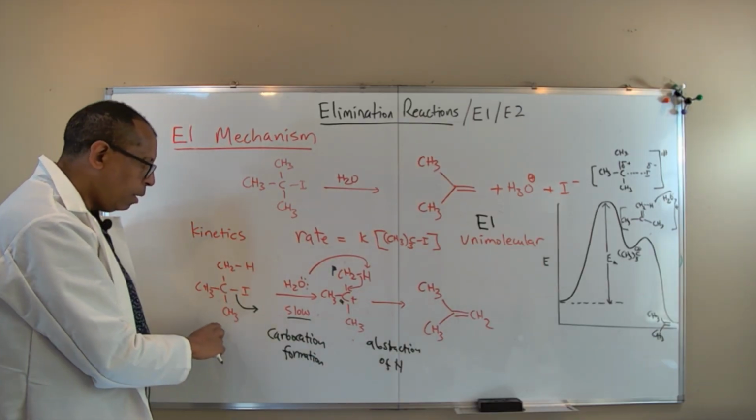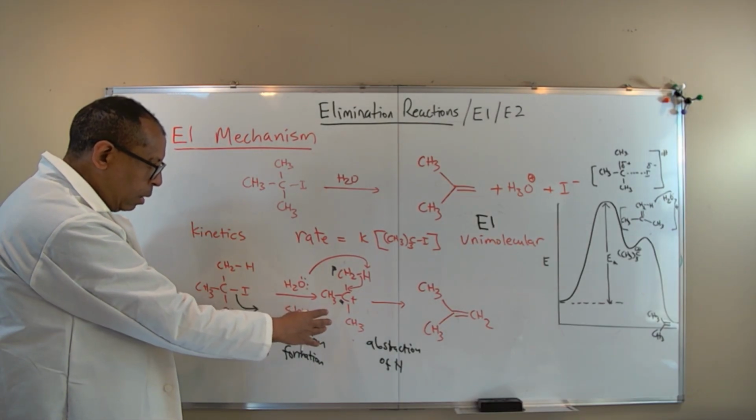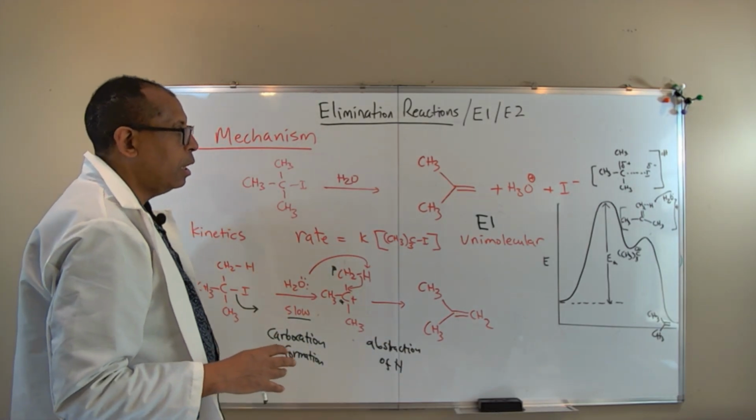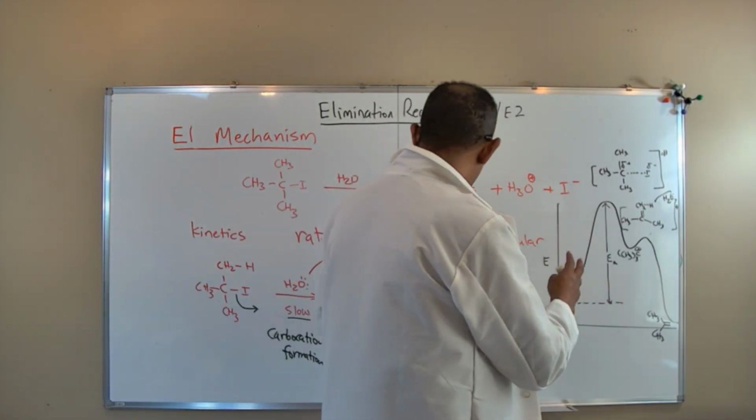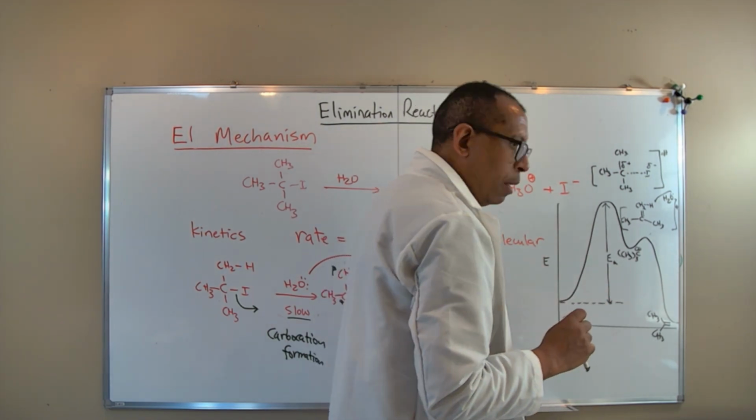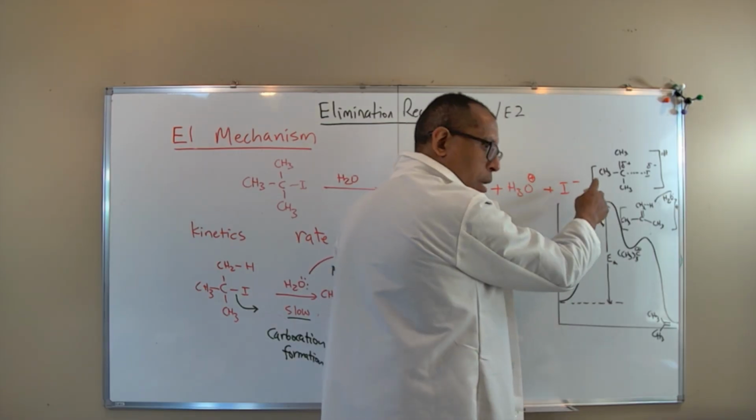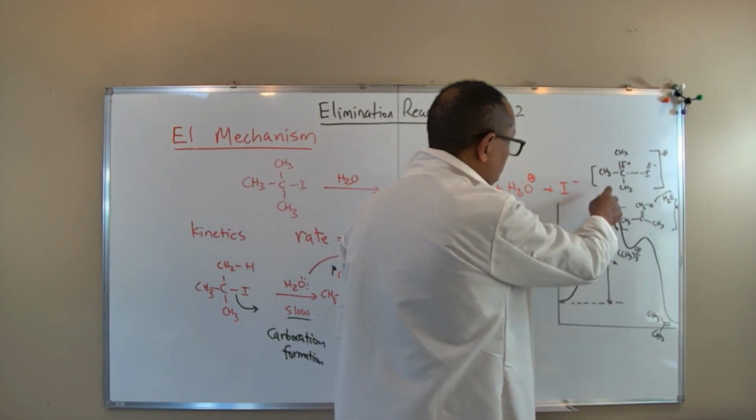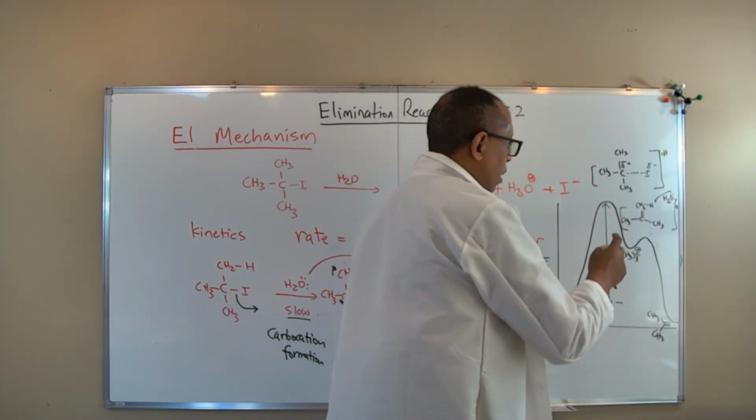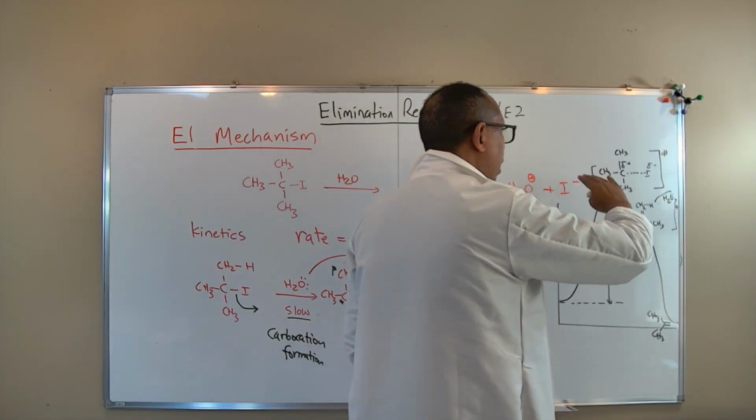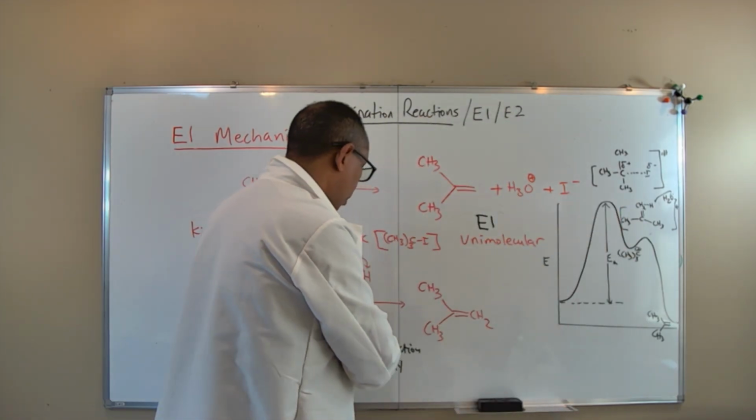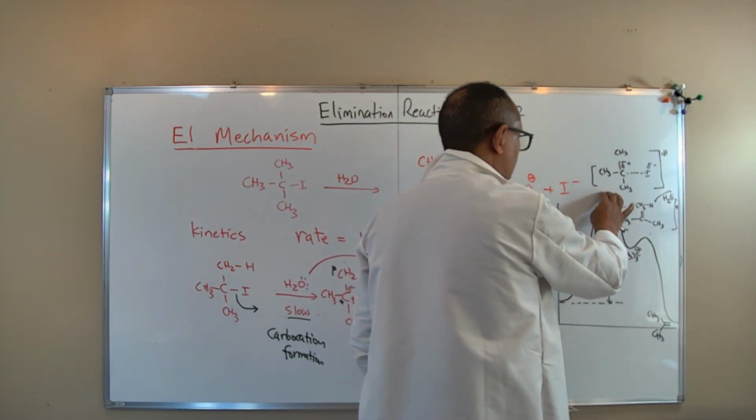So, initial formation of a carbocation followed by the abstraction of hydrogen to form the alkene, or the double bond. In terms of the energy diagram, it is a unimolecular reaction, which means it is a two-step reaction. First, the carbocation formation is the highest energy step, through this transition state. In the transition state, the carbon-iodine bond elongates and is about to break away. When it breaks away, you form this carbocation.